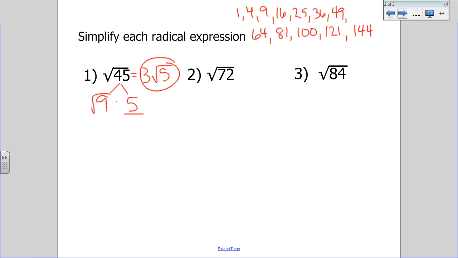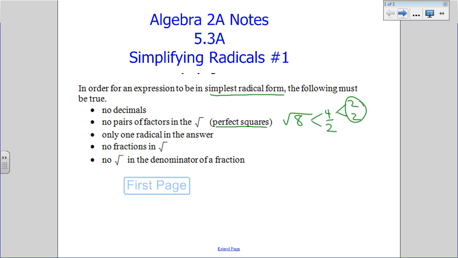The other way to do that is to simply break these factors down. So we have 9 times 5. 5 doesn't break down any farther. So because it's not a perfect square, we know we're done there. And 9 is 3 times 3. This is that pair of factors that we talked about. And so remember on the first screen, it said there can be no pairs of factors underneath the square root.